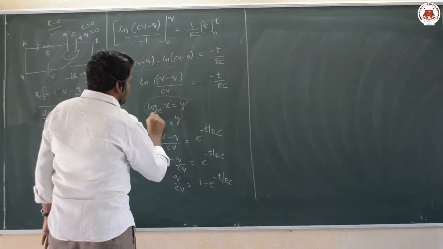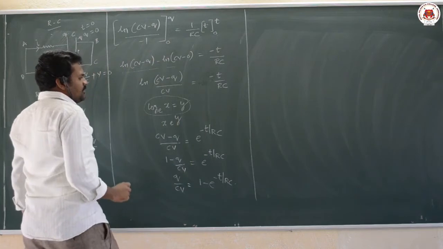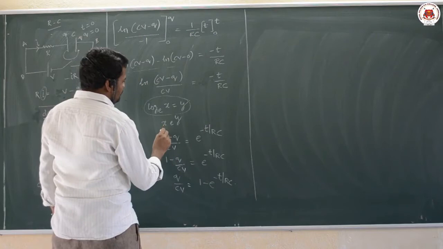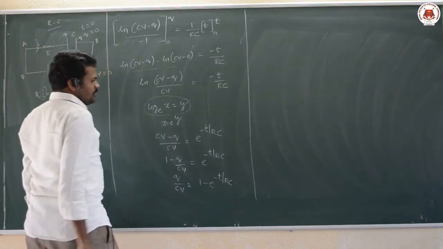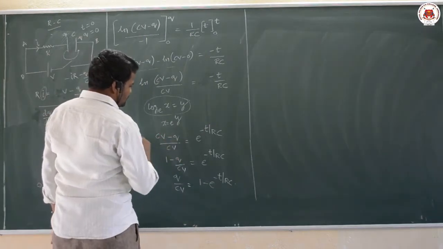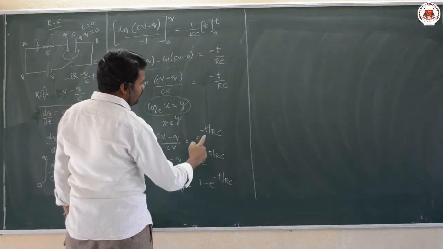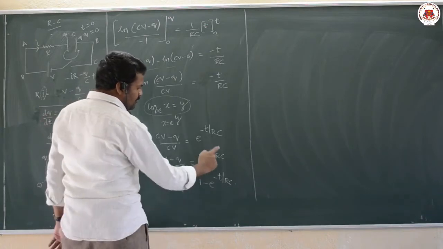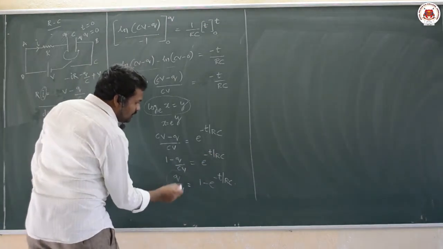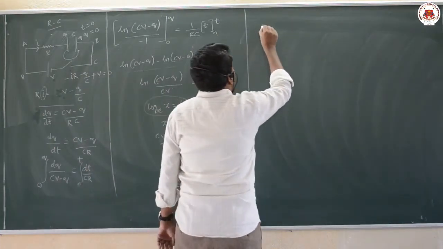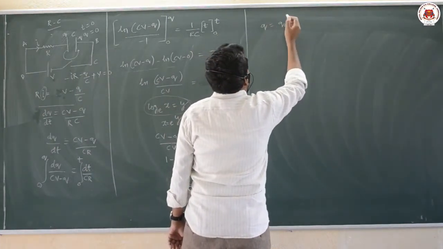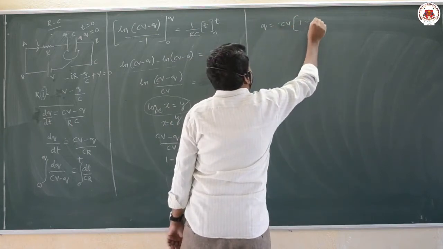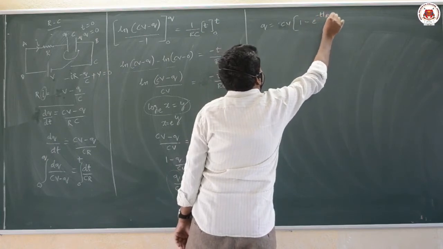Now this is in the form of log e x is equal to y. Then x is equal to e power y. So like that I have written CV minus Q by CV is equal to e power minus T by RC. Then 1 minus Q by CV is equal to e power minus T by RC. Then what will you get finally? Q is equal to CV into 1 minus e power minus T by RC.